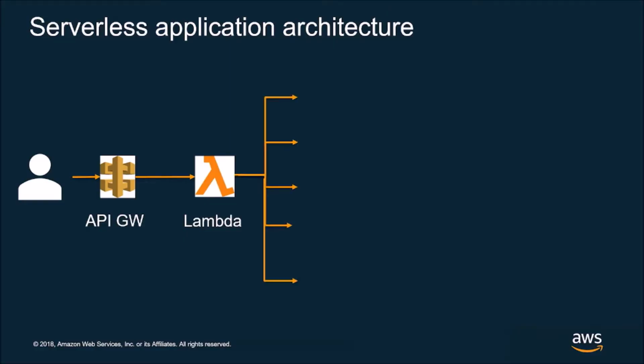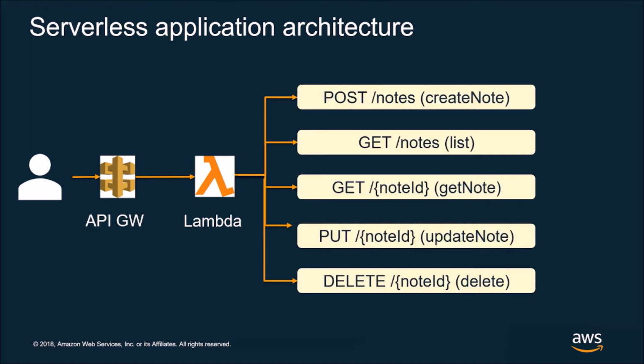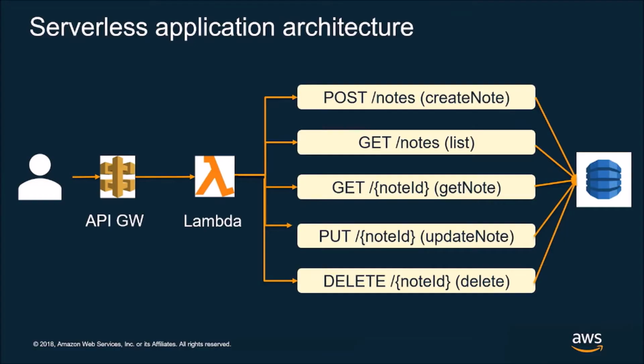Then this Lambda routes the request to different endpoints. Again, similar to your traditional application, it routes to endpoints for creating nodes, getting the specific node, listing nodes. It looks pretty similar to your existing application. And then the application would store the state in some sort of backing data store.